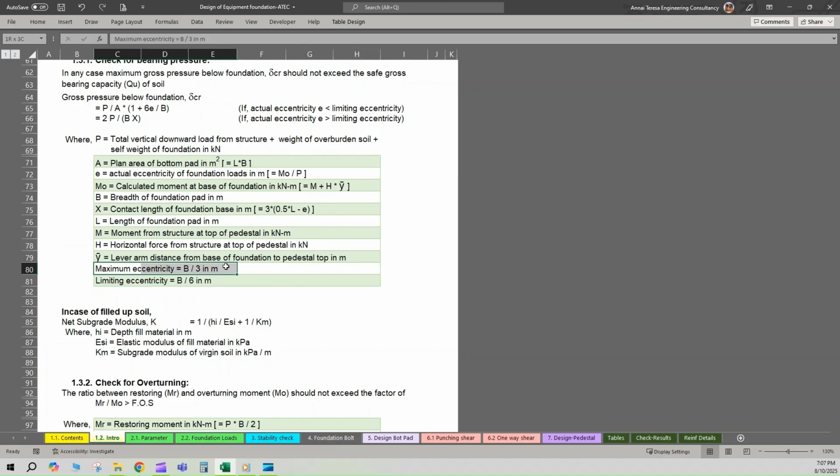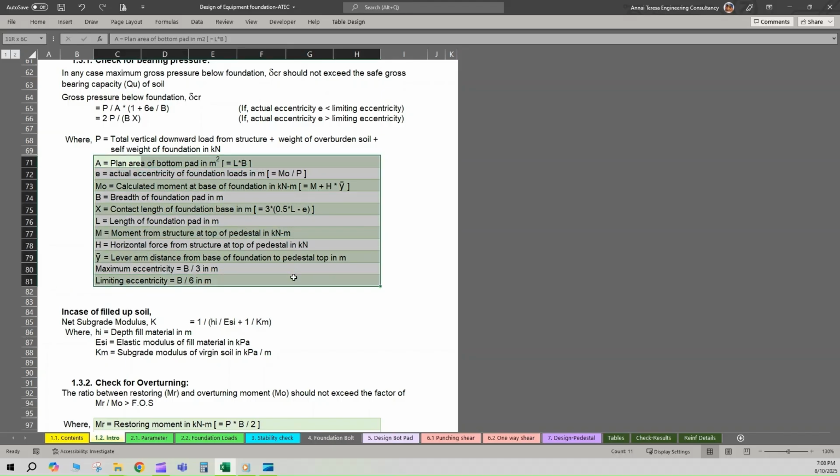In no case should this eccentricity go beyond B by 3, that is the maximum eccentricity, B by 3 or L by 3 in meters. In that case, it means the foundation has totally collapsed. Then we need to provide a bigger size of bottom pad length and width, that is breadth, in order to reduce the eccentricity. The horizontal force we have seen already while calculating the moment M0.